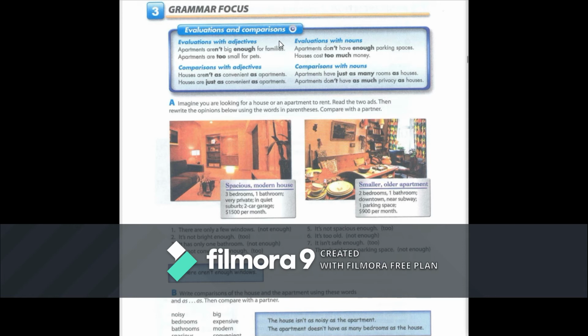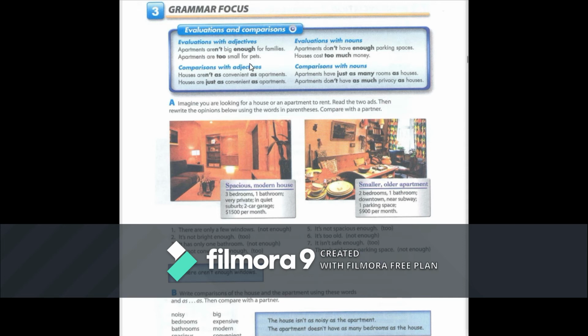فمش judge اللي هو بحكم على حاجة, فهنا بحكم في الاتنين. But a comparison evaluates one thing against another. Comparison تعمل مقارنة بين الاتنين. Okay, something with another. Okay, so now we're gonna talk about the evaluations. The evaluation with adjectives and evaluations with nouns.